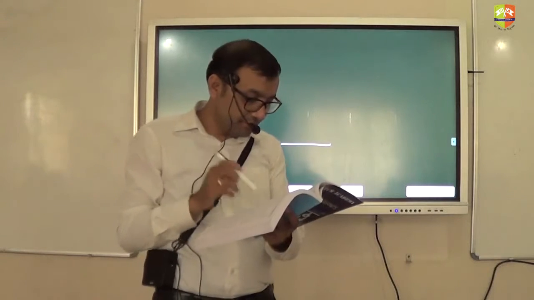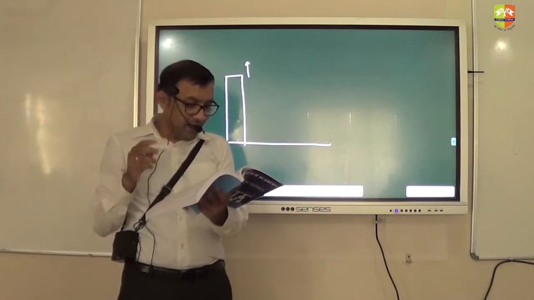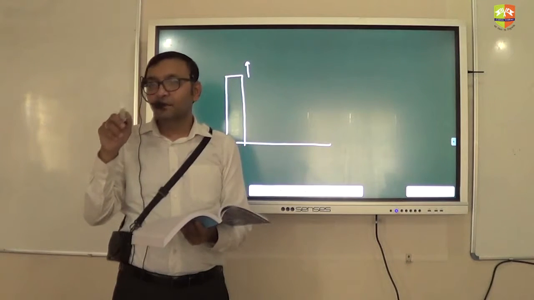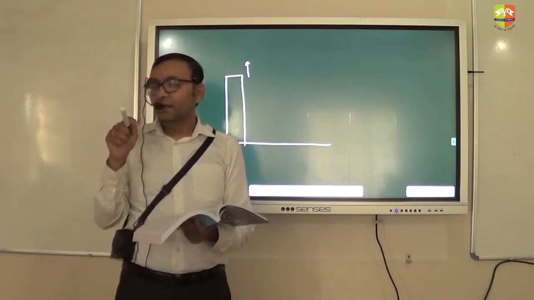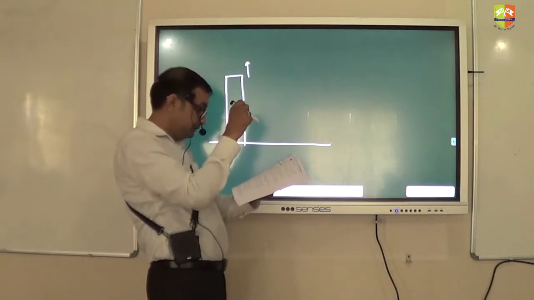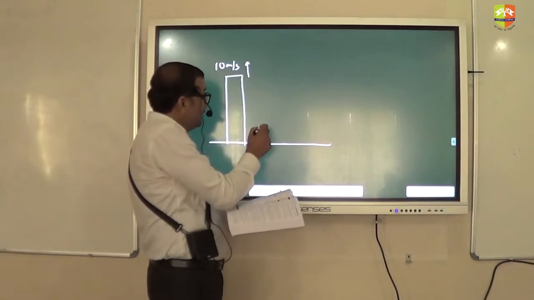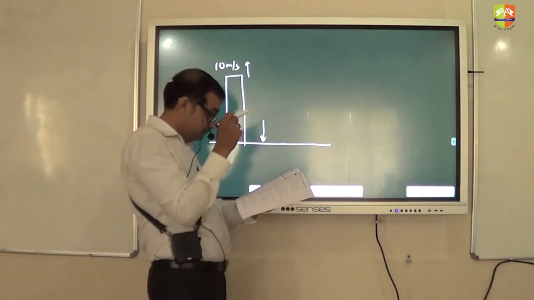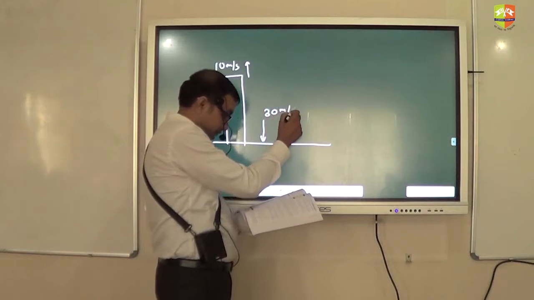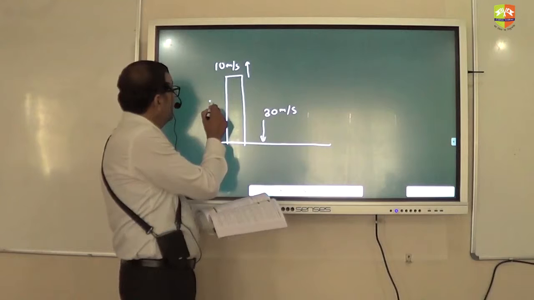Please read the 35th question. A ball is thrown from the top of the building with velocity of 10 and returns with 30 meters per second. Because the ball is returned, you can say that the initial velocity is upwards. So the velocity is 10 meters per second, it is thrown up and it hits the ground at 30 meters per second. Find the height of the building. What is h?